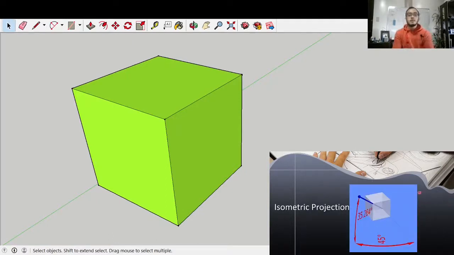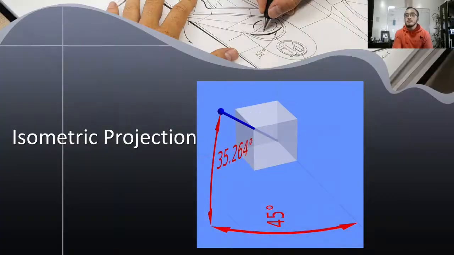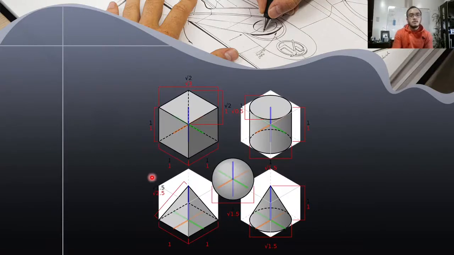If you look at the lower right part of the screen, it is said there that in order to project a certain object isometrically, you should be located at these angles. That should be 35.264 degrees and 45 degrees from that axis. What this means is that if your eyes are at this blue dot and you look at this object directly, you are actually projecting that three-dimensional object isometrically. And these are some examples of isometrically projected objects.